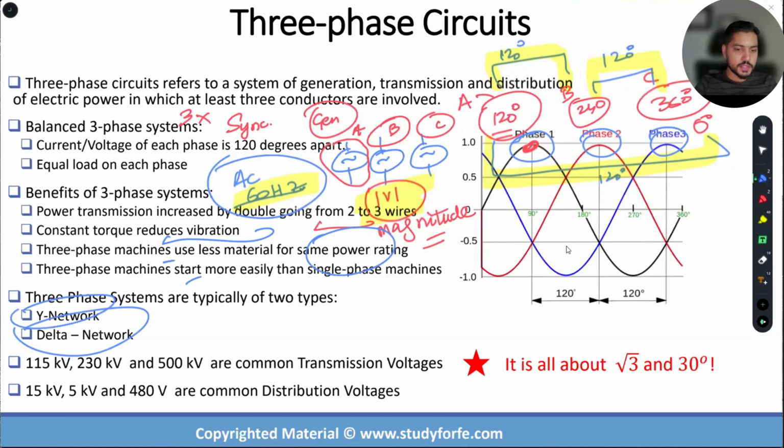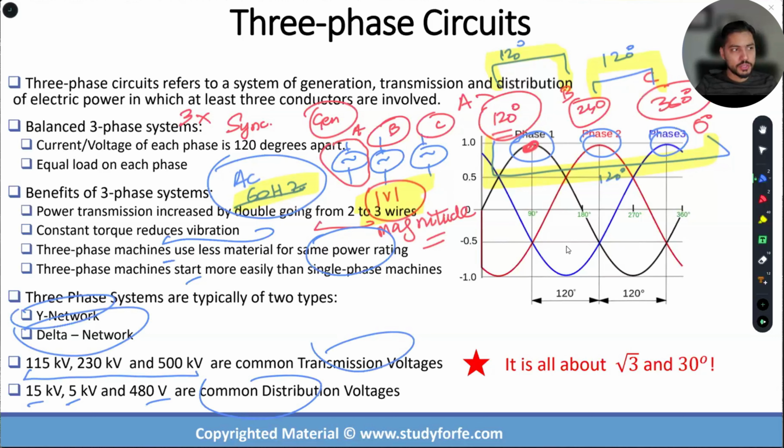As far as the voltages are concerned, at the transmission level, these are the voltages that are very, very common: 115 kV, 69 kV, 500 kV. Even 69 kV is also a pretty common voltage. And then at distribution level, we have 15 kV, 5 kV, sometimes even 480 volts that can be considered distribution.